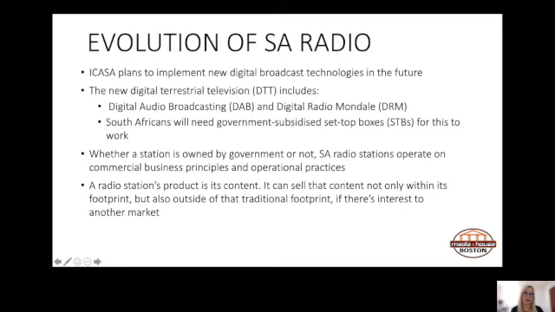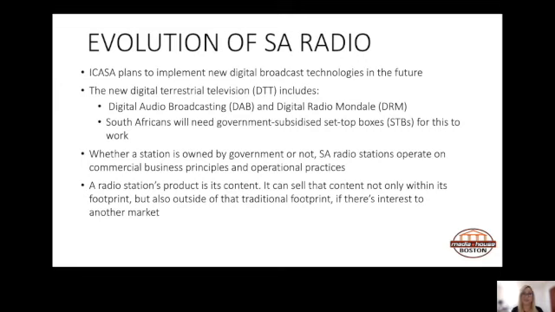Currently, ICASA is planning to implement a new digital broadcast technology. This is something they're busy testing at the moment. They've been looking into it for the past couple of years. So there's the new digital terrestrial television, which includes DAB, digital audio broadcasting, and digital radio mondiale.